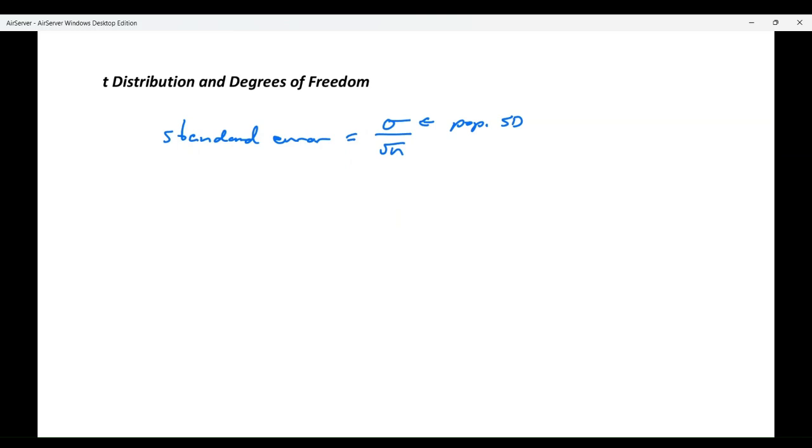If I didn't know the population standard deviation, obviously I can't use this formula because I don't know sigma, right? So I wouldn't be able to do this. But I would always be able to calculate the standard deviation for a sample, because when I take the sample, I'll have that raw data and therefore I can find the standard deviation. So if we try to use this sample standard deviation instead, so s divided by the square root of n, it's not normal.